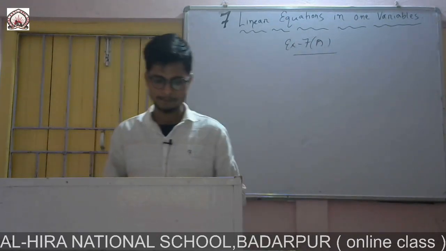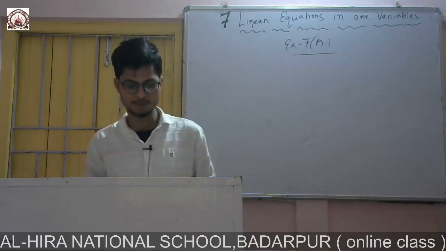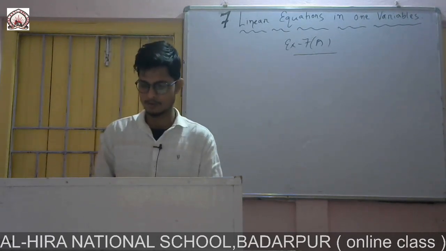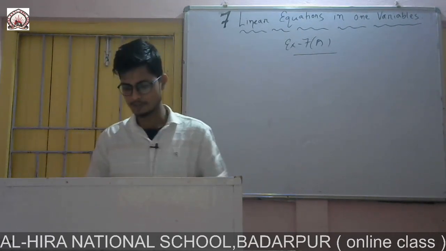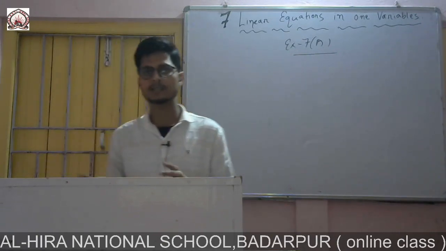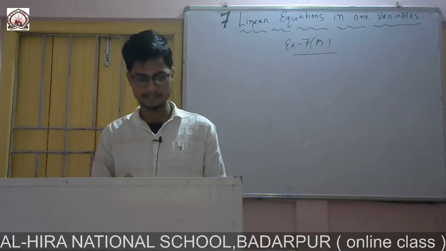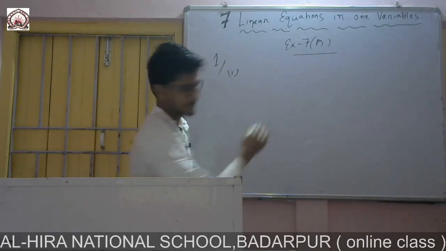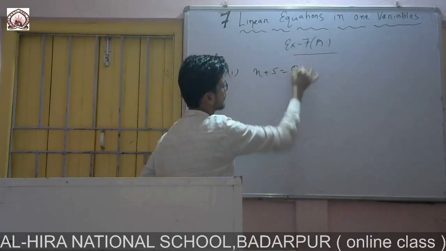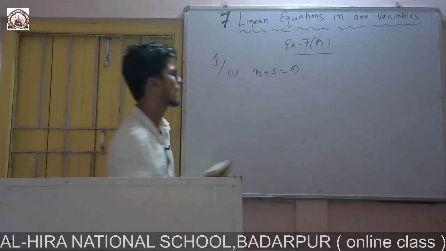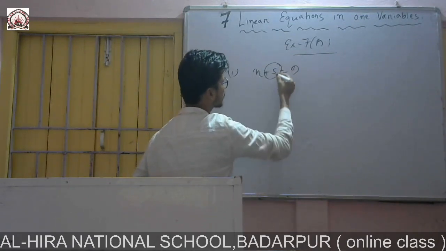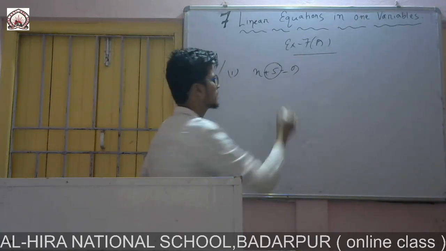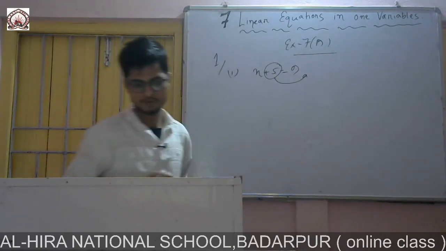See question number 1. Solve the following equation by transposition. Check your answer. So what is transposition? A term may be transposed from one side of the equation to the other side, but the sign will change in that case. So if you take question number 1, Roman number 1, x plus 5 equals 9. If I transpose this 5 from this side to the right side, then I have to change the sign. This is called the rule of transposition.